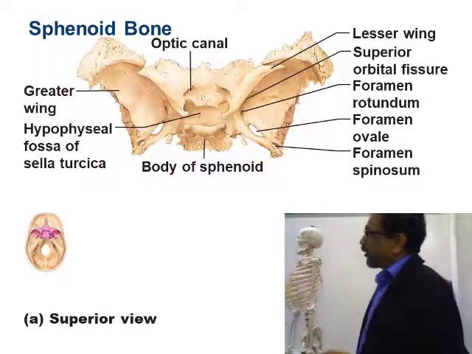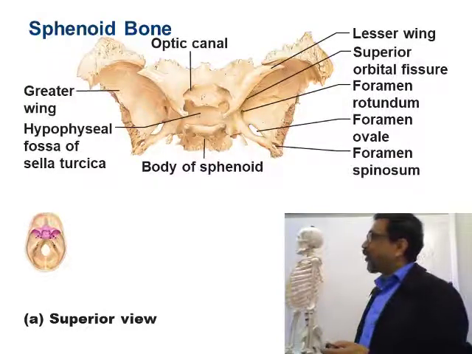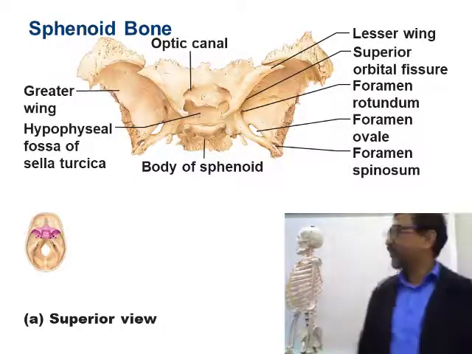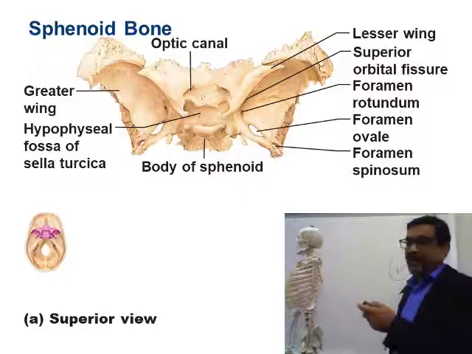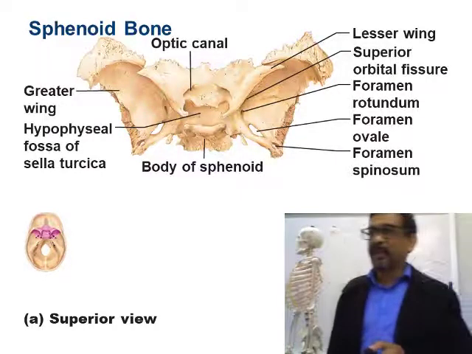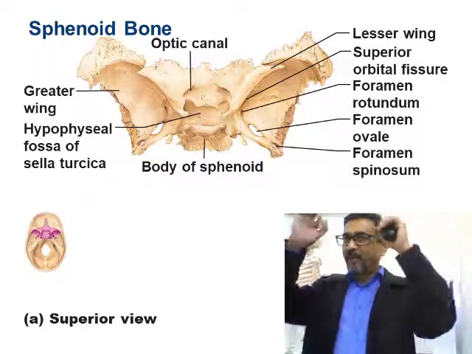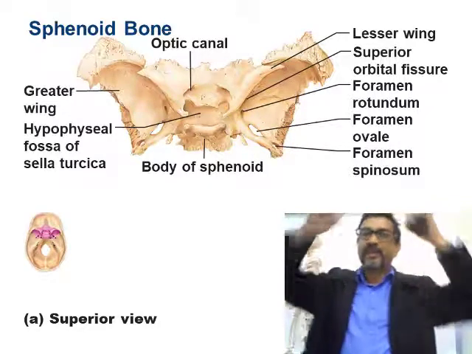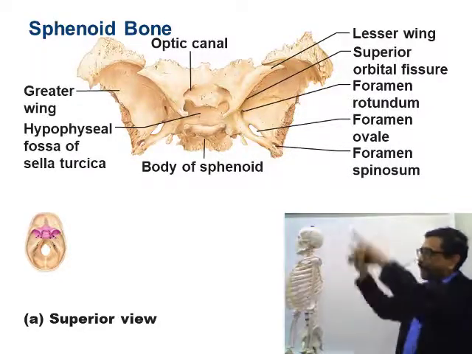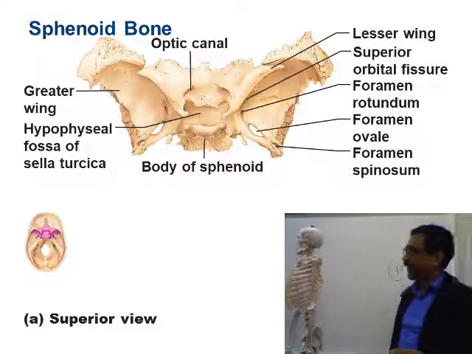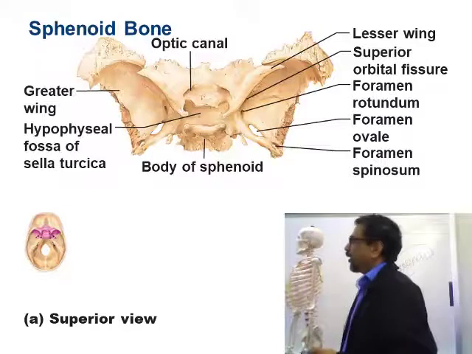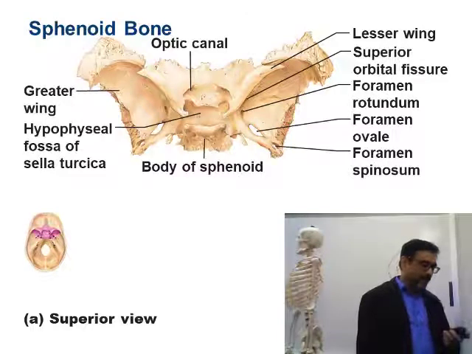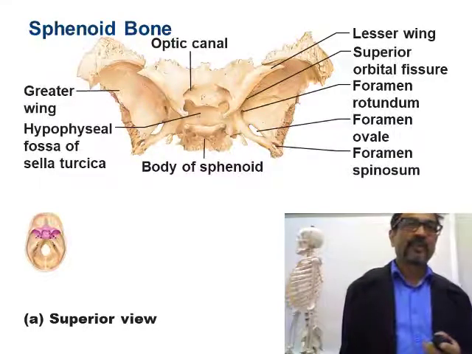And now, under the lesser wings, you have optic canals. You will see 2 canals under the lesser wings. And optic canals are for the optic nerves, very important nerves, you know, from the eyeball, optic nerves take the signal to the brain, the visual signal, right? Optic nerves. So, 2 optic nerves from 2 eyeballs pass through the optic canal, okay? In the back part of the greater wing, you will find foramen ovale, oval shaped foramen.